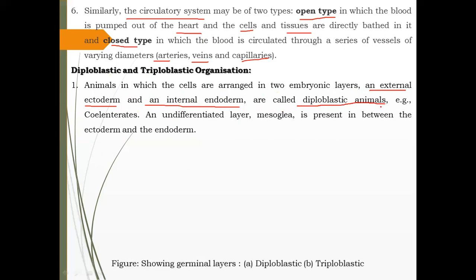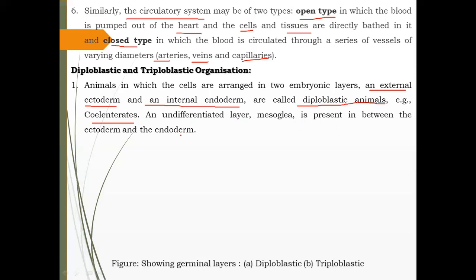diploblastic animals. Understand? The external layer of animals made of external ectoderm and internal endoderm gives diploblastic animals. Example, coelenterates, and an undifferentiated layer, the mesoglea, is present in between the ectoderm and endoderm, which is also called mesoderm. Understand?